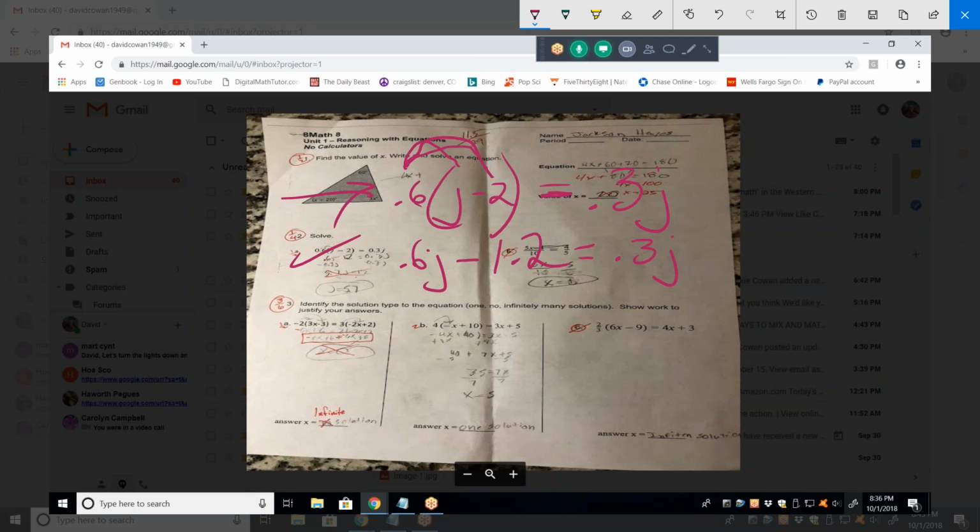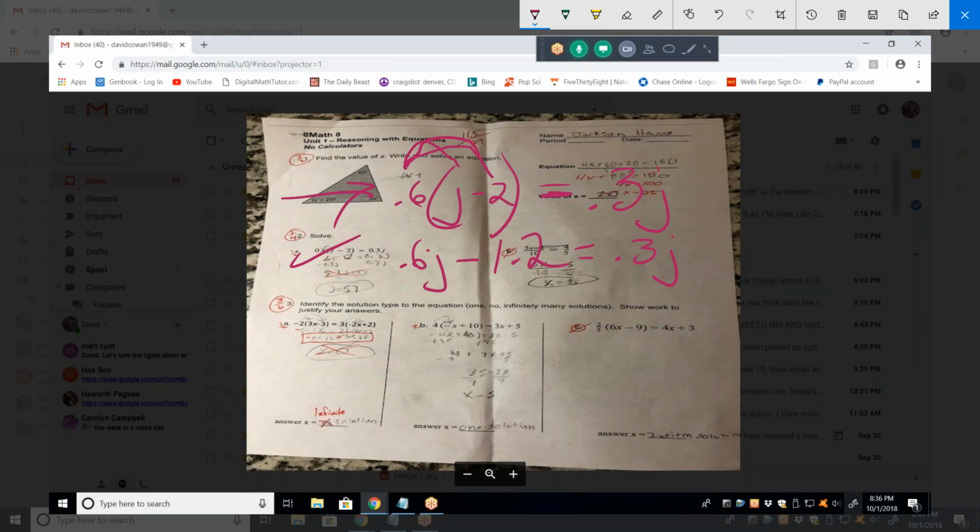Subtract 0.6j from 0.3j. Okay, we could do that. That actually is not a bad idea. You have to get the variable by itself. Exactly. You want to gather like terms, right? Yeah. So we definitely want to gather the j's all on one side and the numbers all on the other side. Well, let's think about something here.